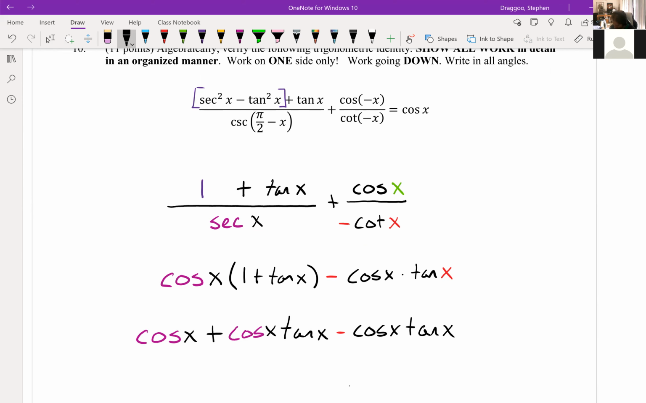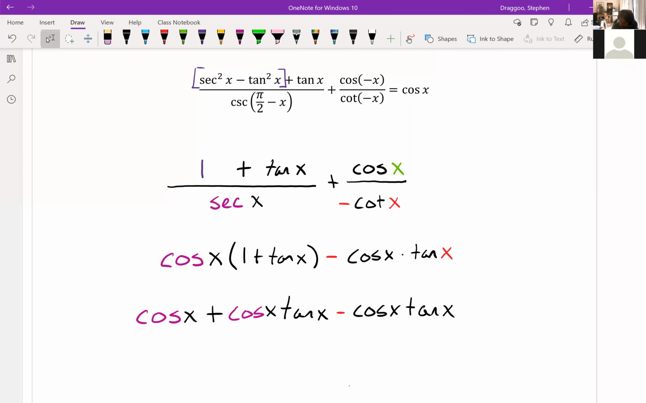At this point, I have a cosine times tangent minus cosine times tangent, meaning that only cosine of x remains. At which point, since we're trying to say that this thing was equal to cosine of x, we have proved our identity.